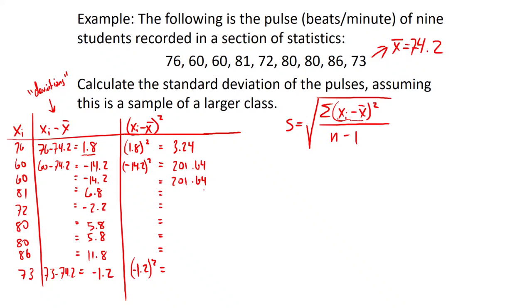But so what's 6.8 squared? 46.24. How about 2.2 squared? Negative 4.84. But it will be turned positive because of the squaring. Yeah, 4.84. 5.8 squared? 33.64. Okay. And then here 11.8 squared would be what? 139.24. And then 1.2 squared is 1.44.